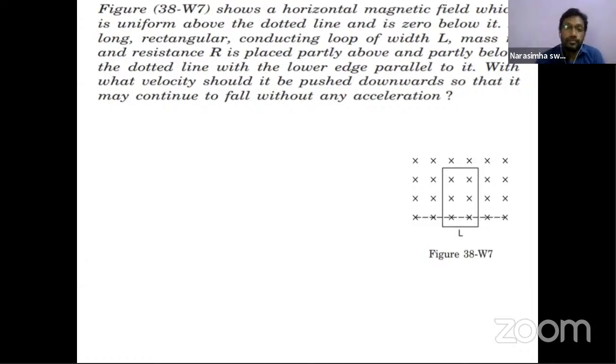Now, with what velocity should it be pushed downwards? See, it is actually in a magnetic field. This loop is metallic, so it produces current, because while it crosses this dotted line the field is changing. While the field is changing, current will be generated in the loop.